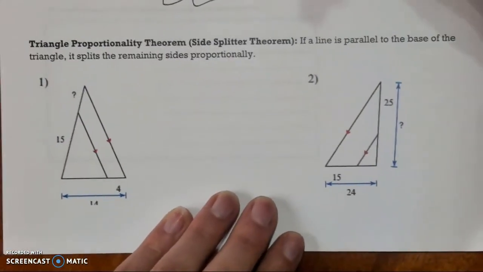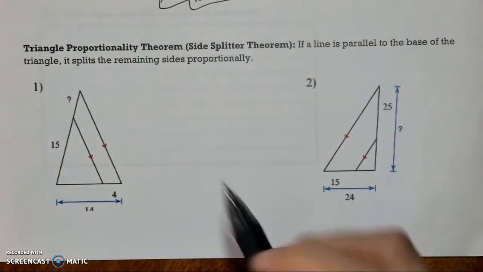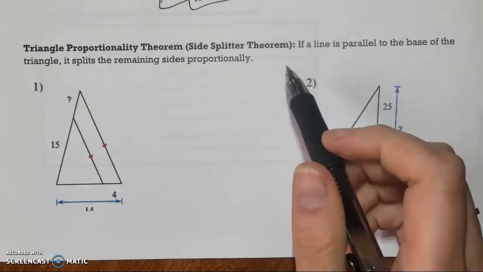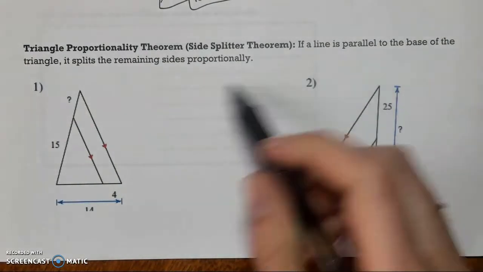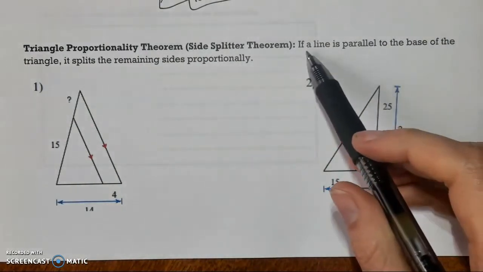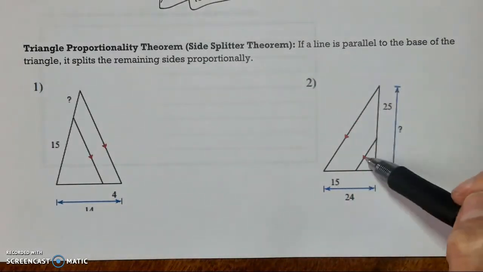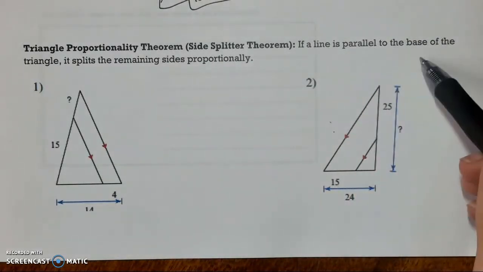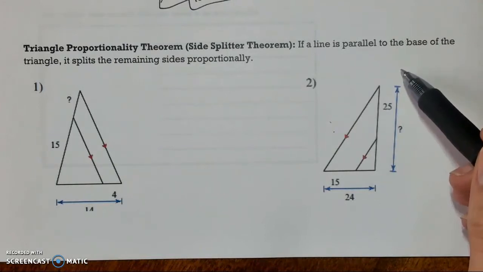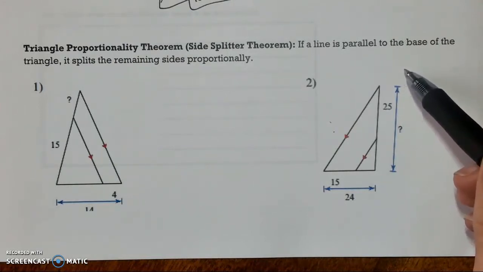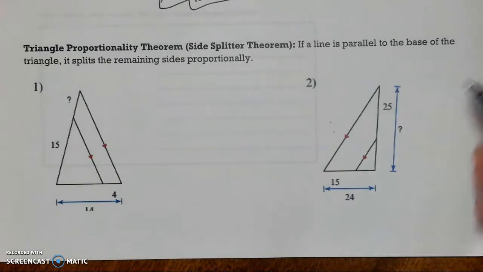Okay, and then we also have, with similar triangles, this thing called the triangle proportionality theorem, the side splitter theorem. You might also see it written like that, which states if a line is parallel to the base of the triangle, it splits the remaining sides proportionally. Okay, so we can use that. We can use this idea of proportionality to solve for a missing side.